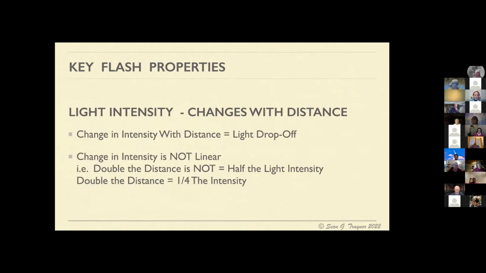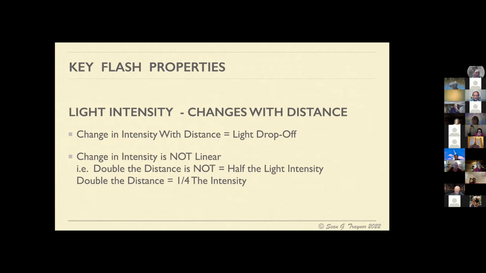Now, one of the other key properties about flash is that the light intensity changes with the distance. In other words, the distance between the flash and the subject. And that change in intensity with distance is called light drop-off. The change in intensity is not linear. What do I mean by that? I mean that if we double the distance between the subject and the flash, the light does not go down by half the intensity. Actually, it goes down by 1/4 of the intensity.